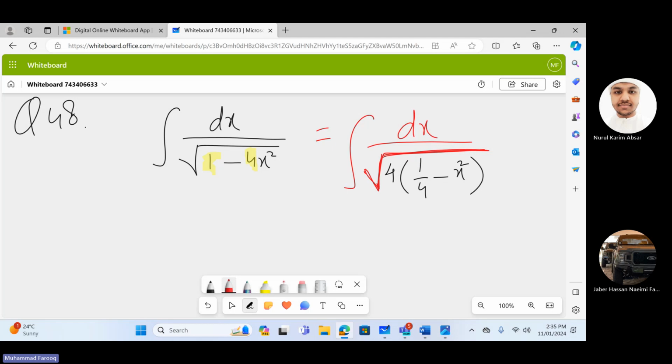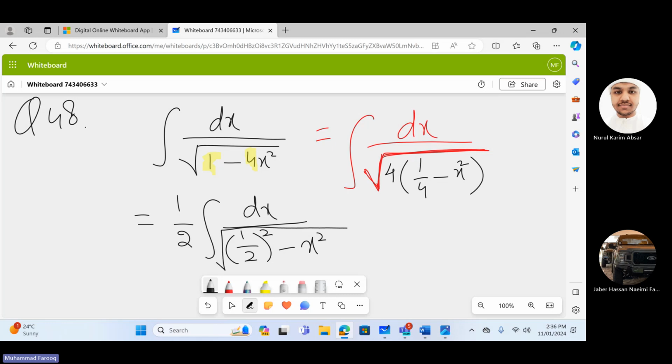So now, next step, the square root of 4, how much? So you will get now 1 over, take it outside because it's a constant. 1 by 2 comes from where? From the square root of 4, understand? Integrate dx divided by the square root of 1 by 4. Can I write 1 by 4 like that? Yes. Very good. And I have a square root.